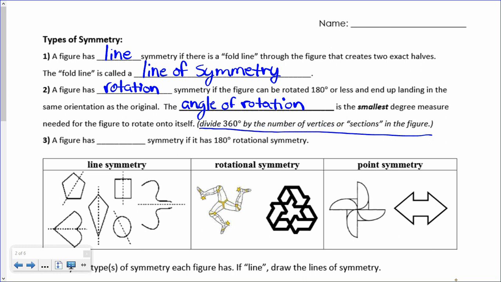Okay, so you have line symmetry, which is folding. You have rotation symmetry, which is turning. You have a particularly unique type of symmetry, which is called point symmetry.